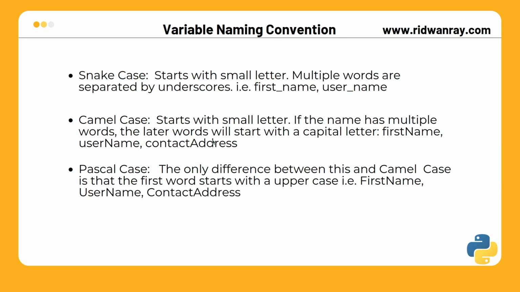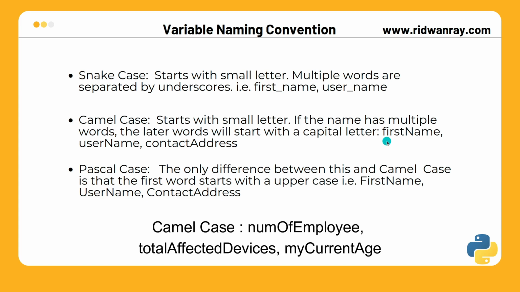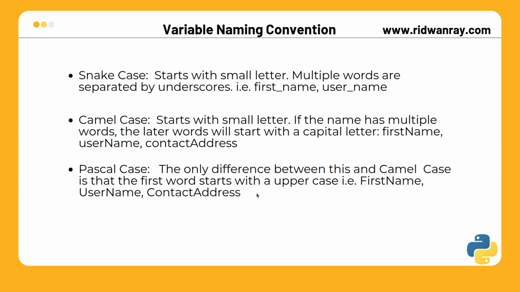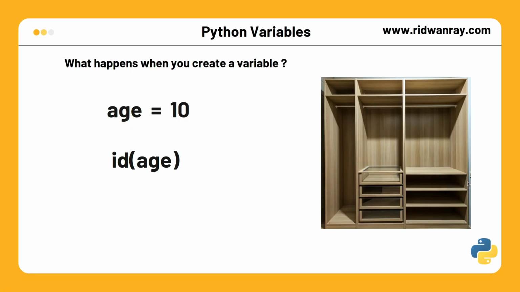In camel case, the first letter of the variable name starts with a lowercase and the first letter of subsequent words is capitalized. In this case, the first letter will start with a lowercase while any other words would be uppercase: firstName, userName. In Pascal case, the first letter of every word in the variable name starts with a capital letter.